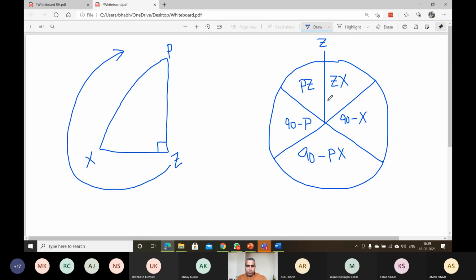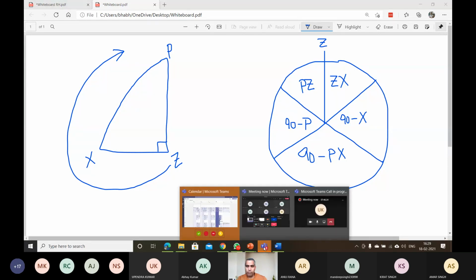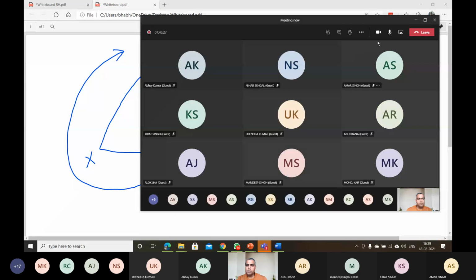Okay, so this diagram is filled up. Now once the diagram is filled up, we can proceed to apply the formula. So let us see how do we apply the formula. Let's go back to the presentation.